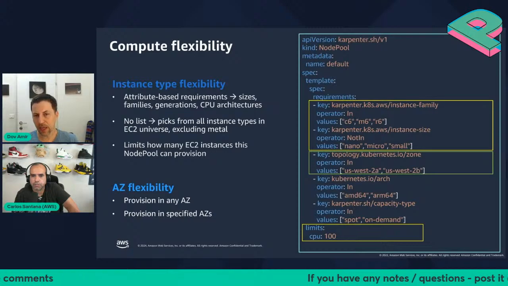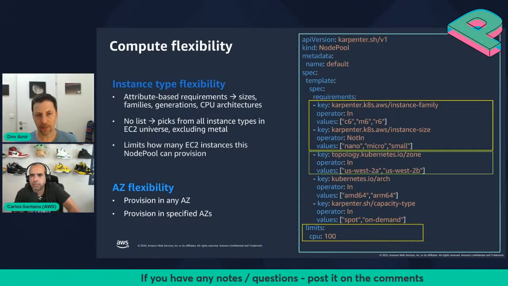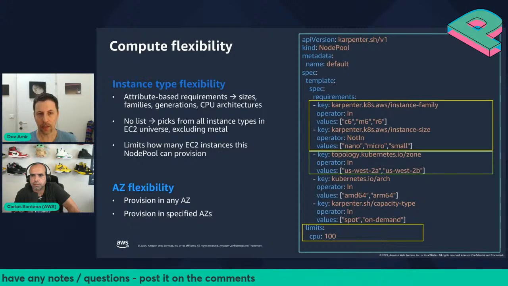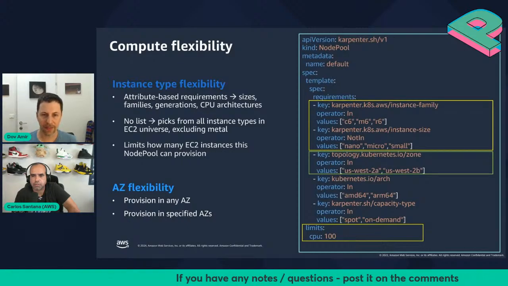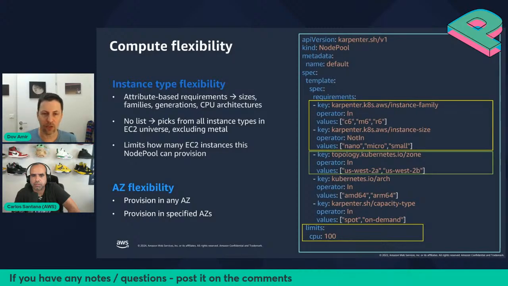So I want to deep dive a little bit into how the configuration looks. And this is a basic component of Karpenter, the node pool. Here we can see that we can define on the top the instance families I want to use. So I want to use C6, M6, and R6. I would advise to use as many instance families as possible.